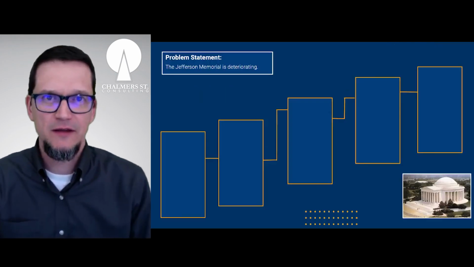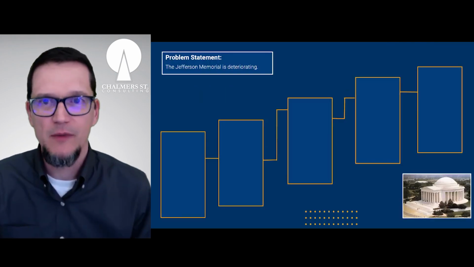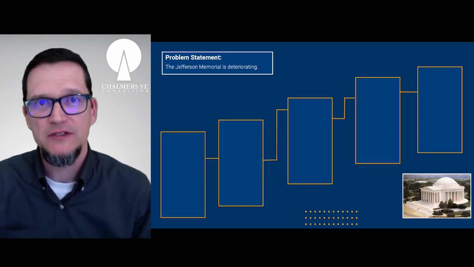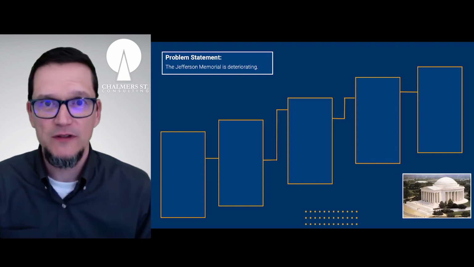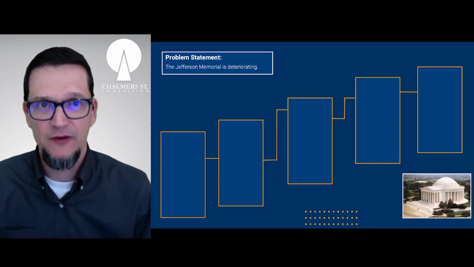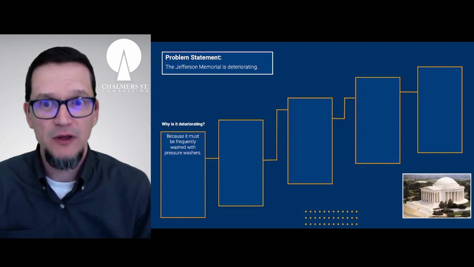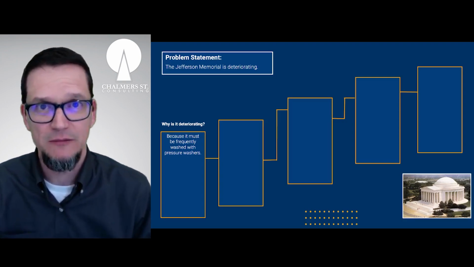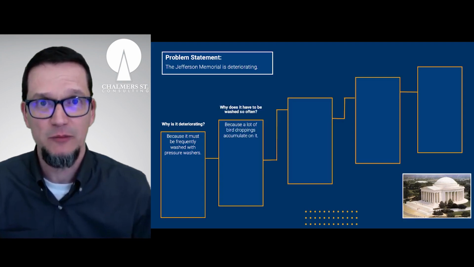So let us take a look at an example here. I hope everybody's familiar with the Jefferson Memorial in Washington, D.C. One of the problems that occurred there a while ago was that it started deteriorating. If you're applying the 5 Why method to this, you first ask, why is it deteriorating? Because it must frequently be pressure washed. It's getting dirty. Why does it have to be frequently pressure washed?